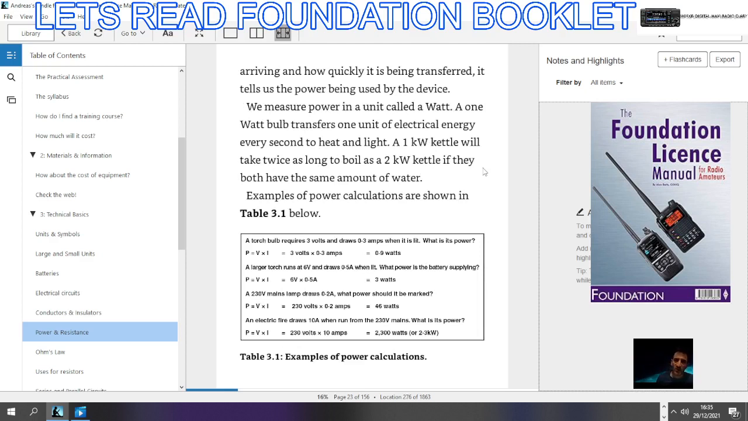Table 3.1. So have a good look at this. Pause the video and you can see there, power equals volts times current. So there's an example: 3 volts times 0.3 is 0.9, and so on and so on. So have a look. You'll get an idea of how this is calculated. Table 3.1. Examples of power calculations.